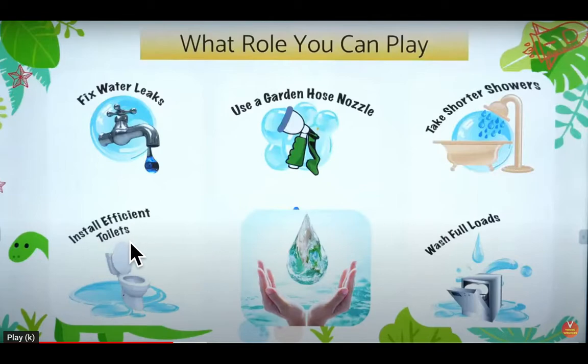Install efficient toilets. Maximum water is used in the toilet. There should be new kinds of toilets where less water is used. Wash full loads in the washing machine. Do not wash a small amount of clothes at a time. Try to wash the clothes when the load is full, which means your washing machine should be full of clothes, and then you wash. In this way, save each and every drop of water, because life on this planet is not possible without water.